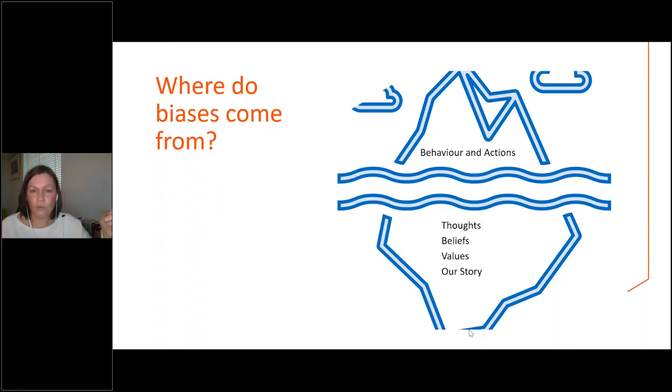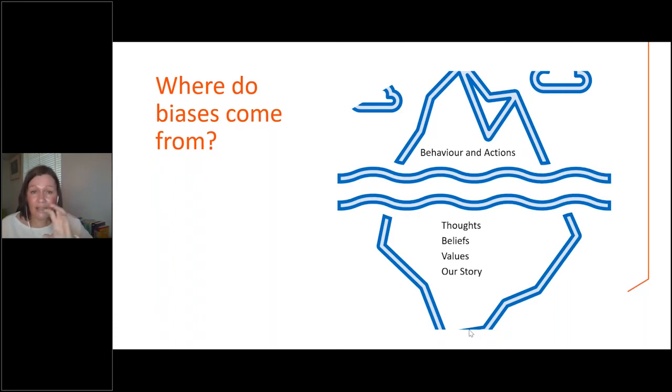One went to the shop one day, and on the way to the shops they saw a car accident. That is going to create a belief or a value beneath the surface. The other twin didn't observe that, and therefore they don't have that stimulus in their story. So we are all individuals, and that creates our own story and our own personality, and therefore they're never going to be the same as another person.